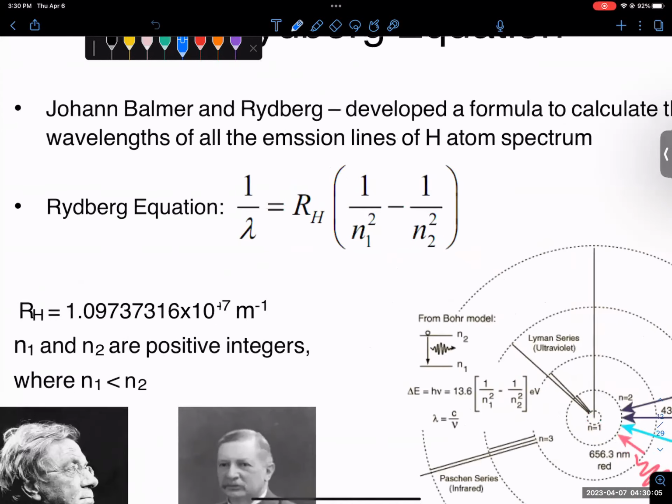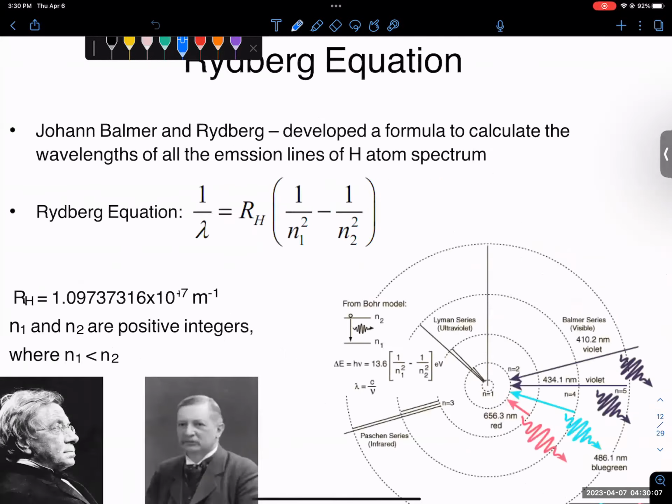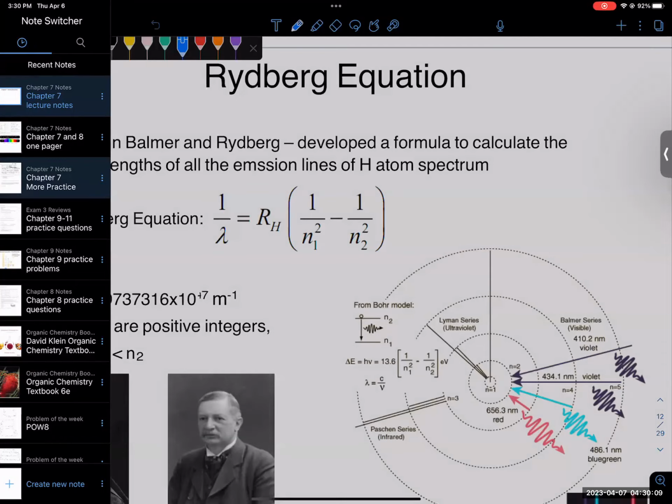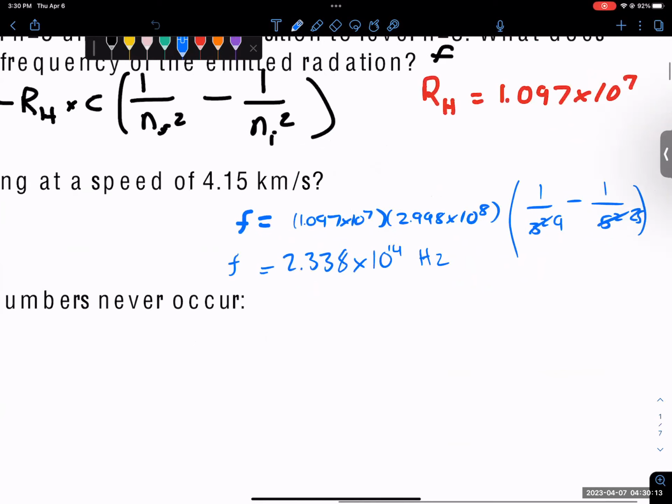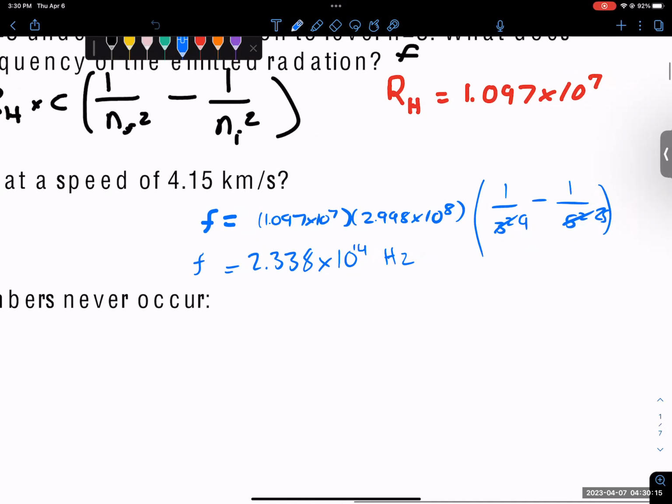If I do it this way, I still get a negative number, and a negative frequency doesn't make sense. So I want to say that the negative should not be in here when it's final minus initial. Because the key says this is the right answer, not a negative, because you can't have a negative frequency. And so that means that you must not have the negative here if you're doing final minus initial. Okay.